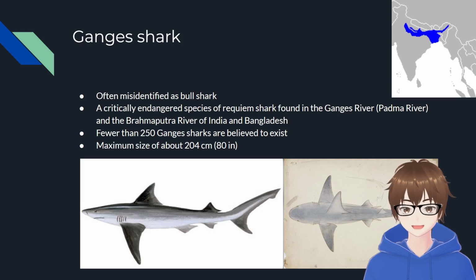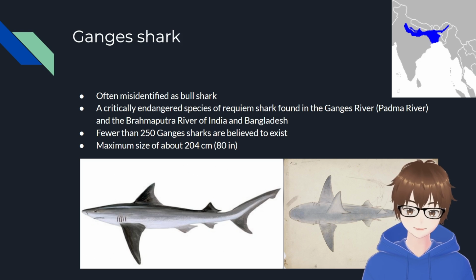So let's go over the Ganges shark. They are often misidentified as bull sharks, and they are a very, very critically endangered species of requiem shark found in the Ganges River of India and Bangladesh. There are fewer than 250 Ganges sharks believed to exist, and their maximum size is around 204 centimeters or 80 inches long.